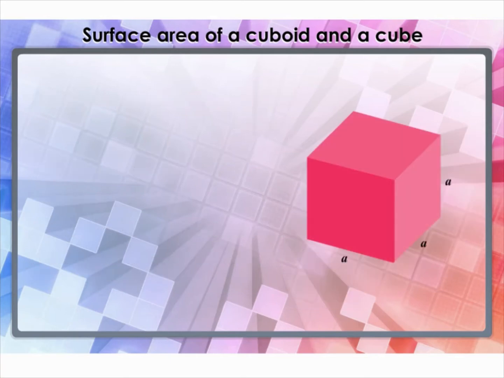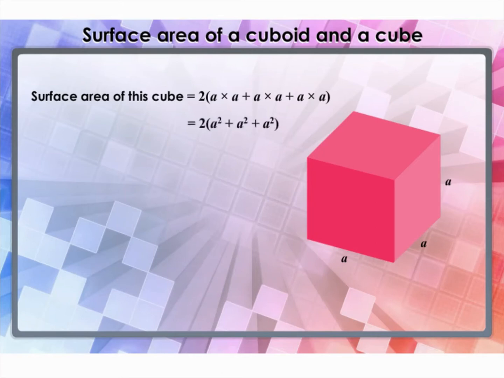In a cuboid whose length, breadth, and height are all equal, it's called a cube. If each edge of the cube is A, then the surface area of this cube would be 2 times (A into A plus A into A plus A into A), which is equal to 2 times (A square plus A square plus A square). That's equal to 2 times 3A square. This implies the surface area of a cube is equal to 6A square, where A is the edge of the cube.